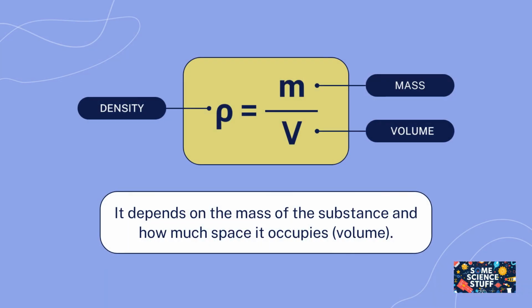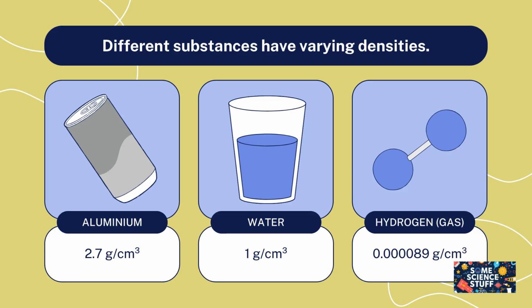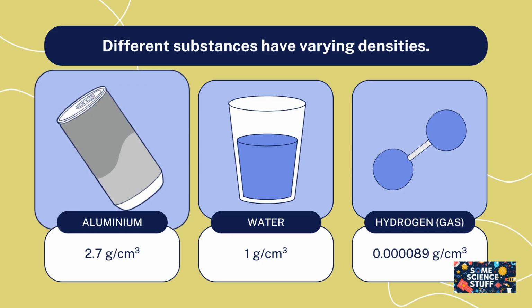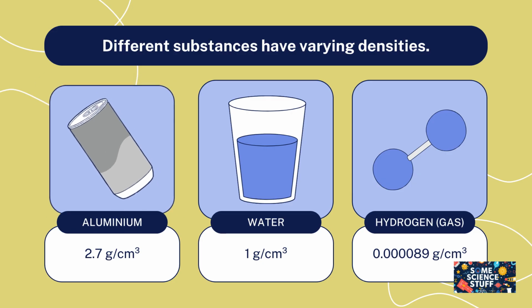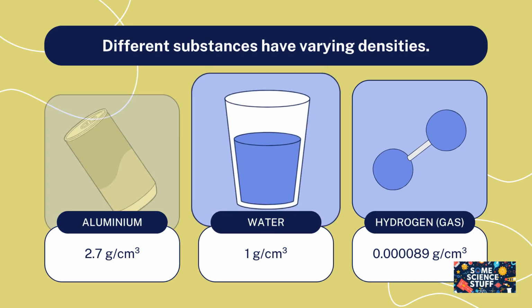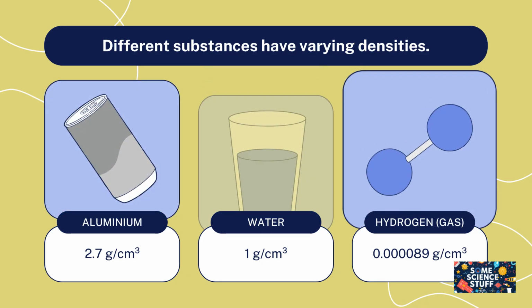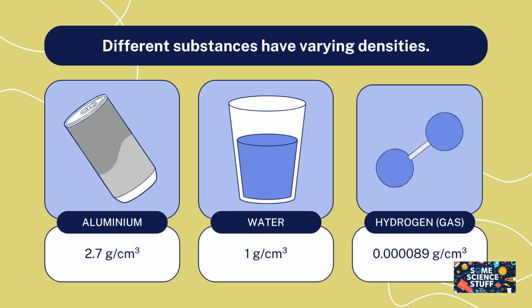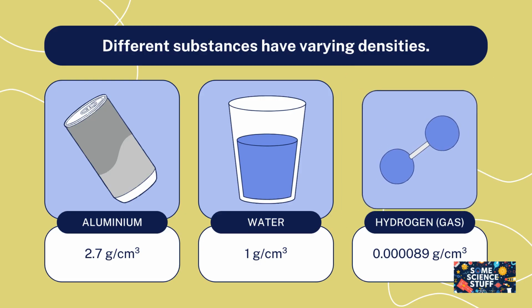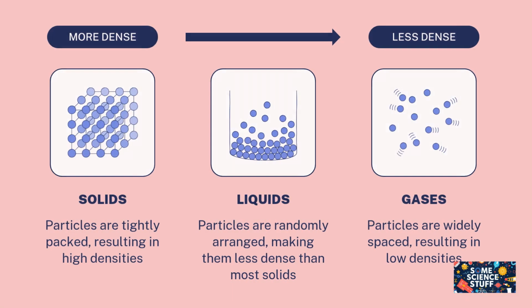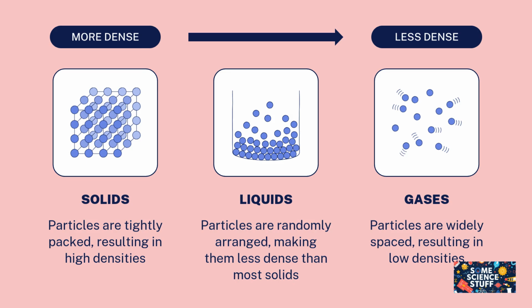It depends on the mass of the substance and how much space it occupies, that is, volume. Different substances have varying densities. For example, aluminium is about 2.7 times denser than water. Water is about 11,000 times denser than hydrogen gas. Hydrogen is one of the lightest elements, which is why it is used in weather balloons and rises rapidly in air. Density tells us how much mass is packed into a given volume.